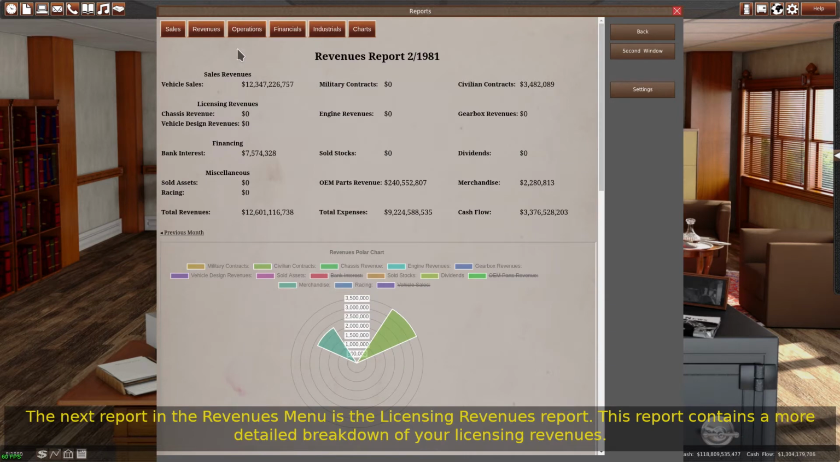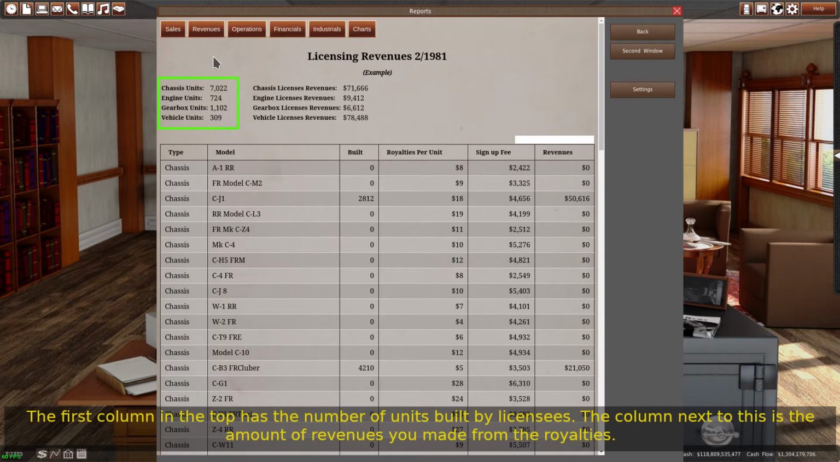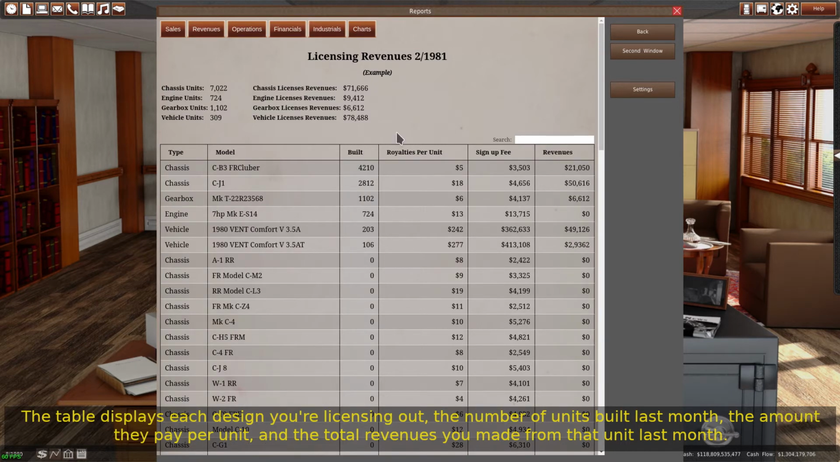The next report in the revenues menu is the licensing revenues report. This report contains a more detailed breakdown of your licensing revenues. The first column in the top has the number of units built by licensees. The column next to this is the amount of revenues you made from the royalties. The table displays each design you're licensing out, the number of units built last month, the amount they pay per unit, and the total revenues you made from that unit last month.